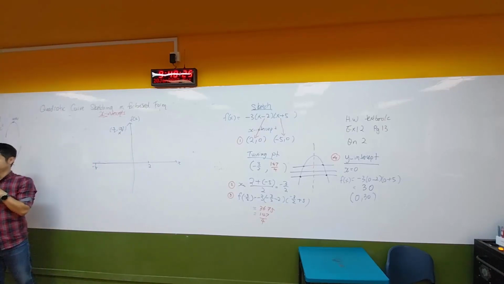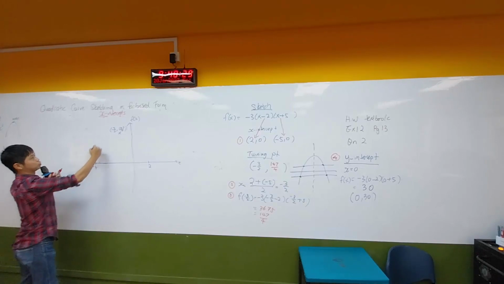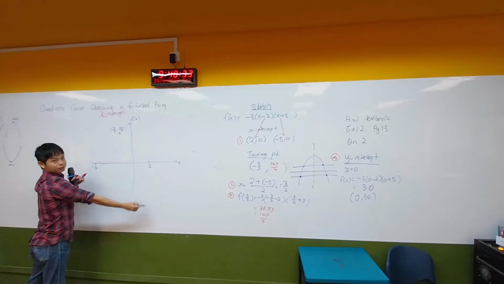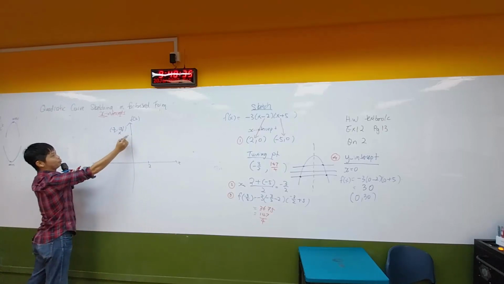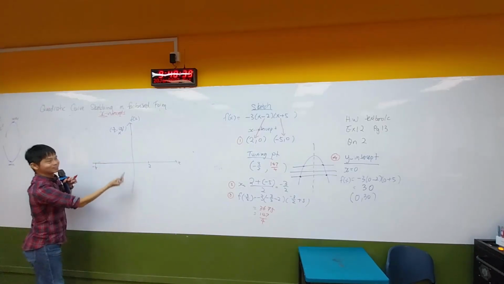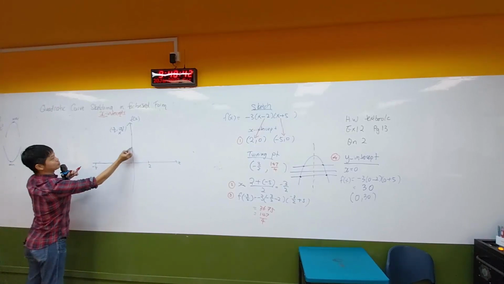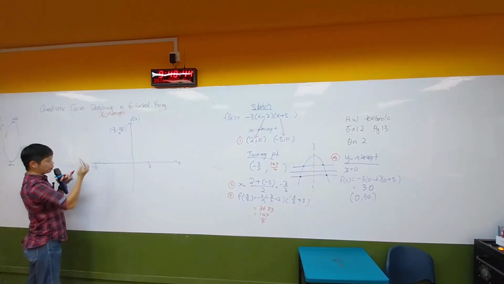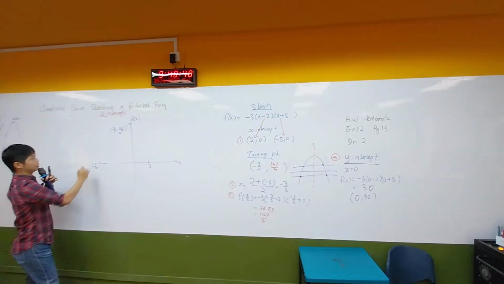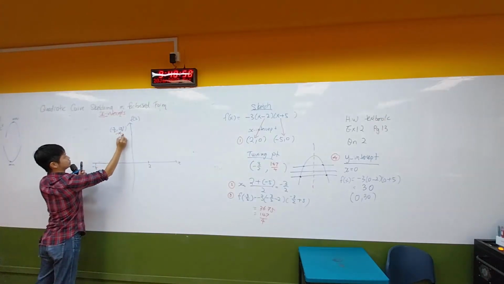Can we draw a curve? Even though I never indicate the y-intercept, am I able to draw a curve? It will cut somewhere here, right? It cannot be cut here. It must be cut somewhere here, right? So I can draw without the y-intercept. Is that clear? I can draw without the y-intercept.